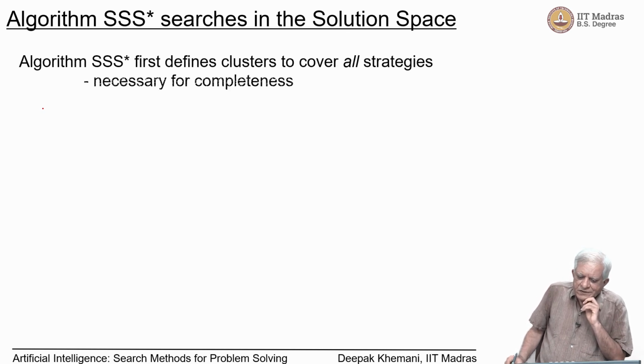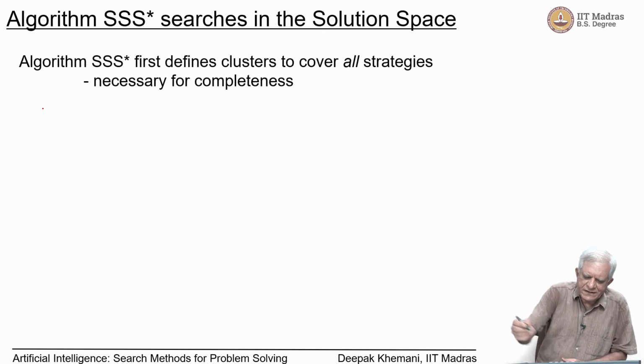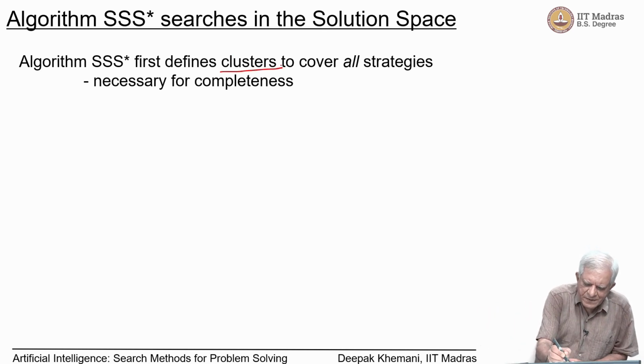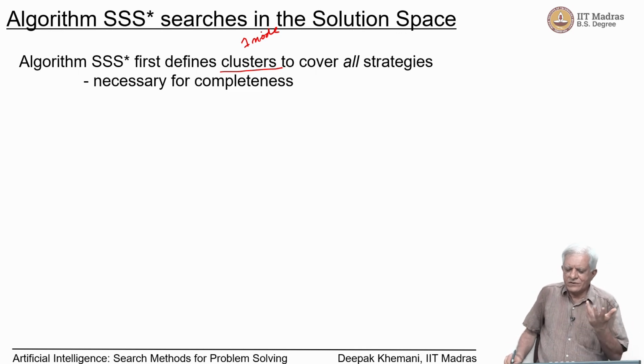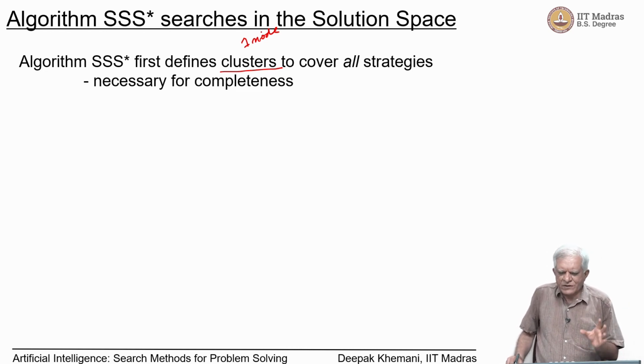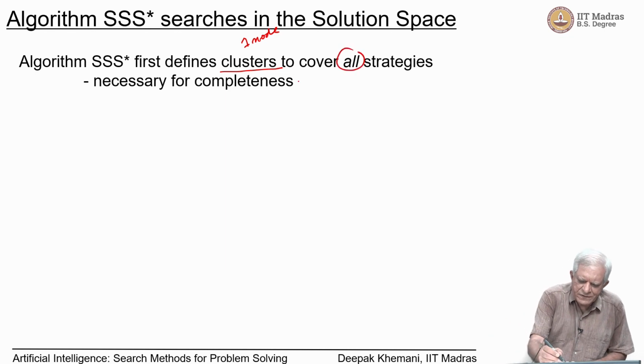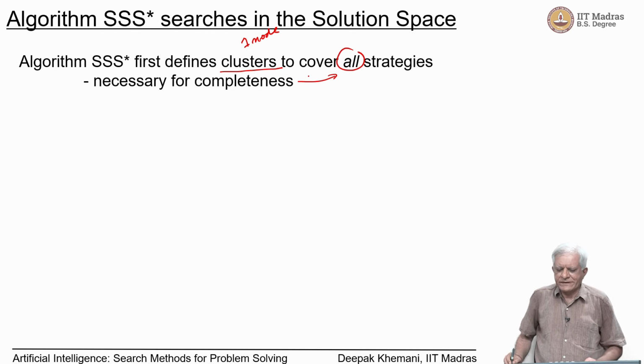First, it defines clusters to cover all strategies. So, we want to cover all possible strategies because we want to choose the best one, and each cluster will be defined by one node to start with. Just like we saw 15 in the recent case, it was a cluster of two strategies. So, we want to cover all clusters, and each cluster would be represented by one node, and that would be an upper bound on the value of all the strategies in that cluster. So, this is all important because of completeness. We do not want to miss out on the best strategy.